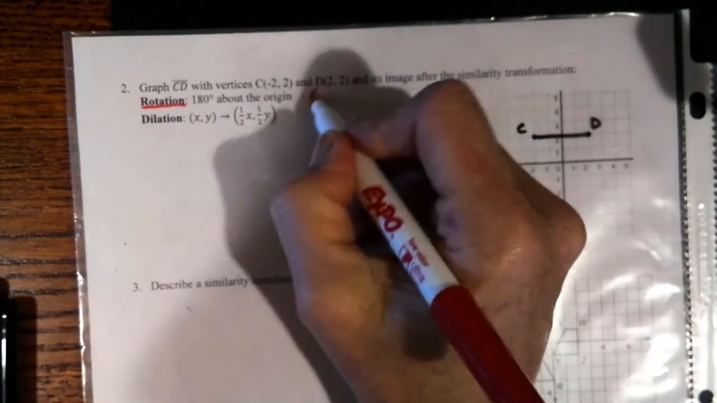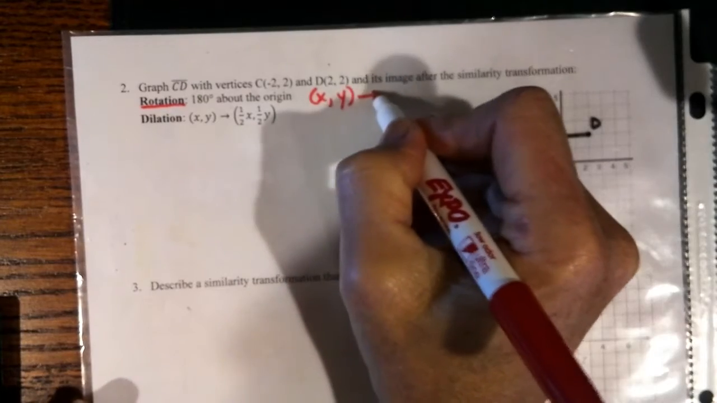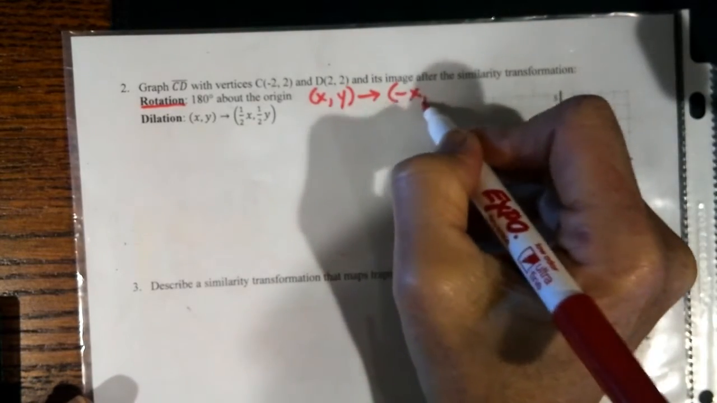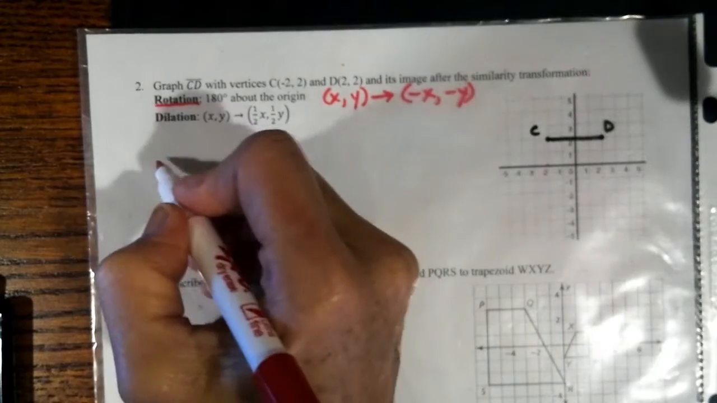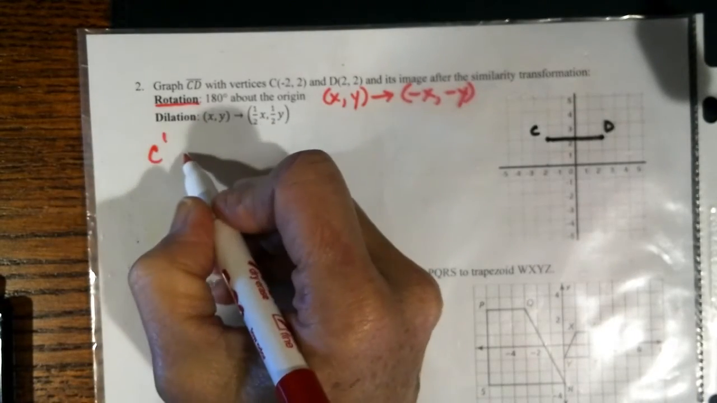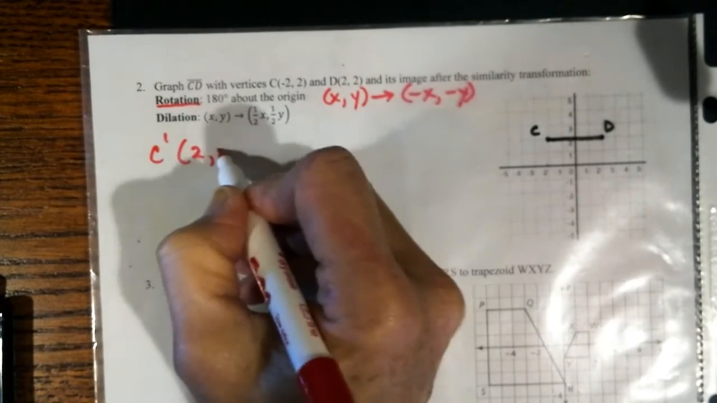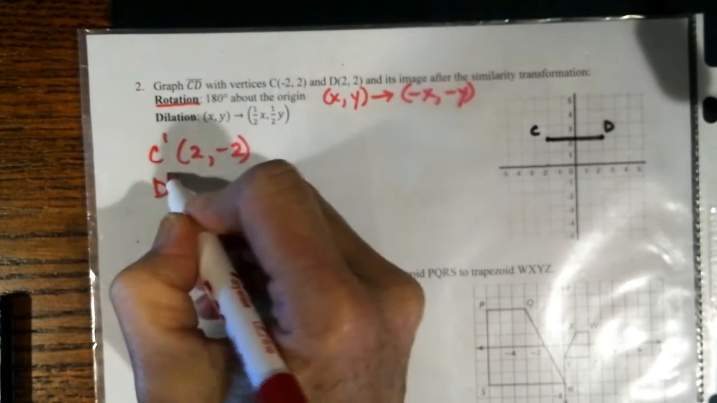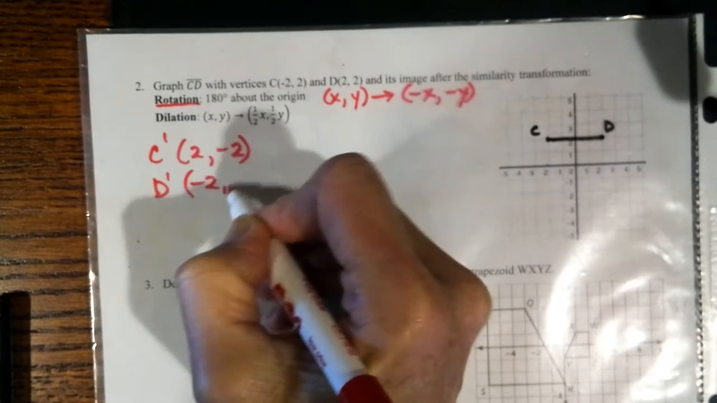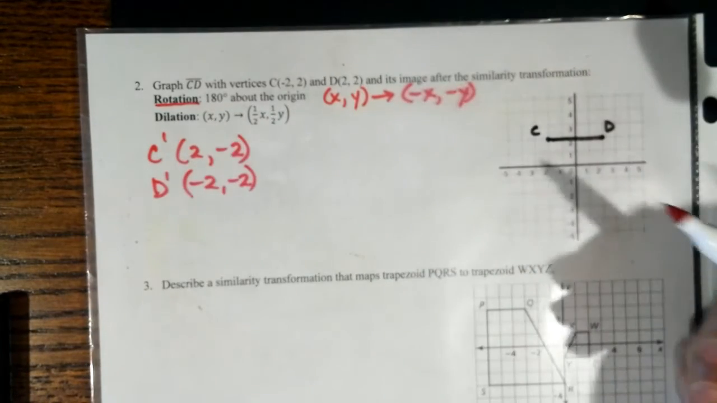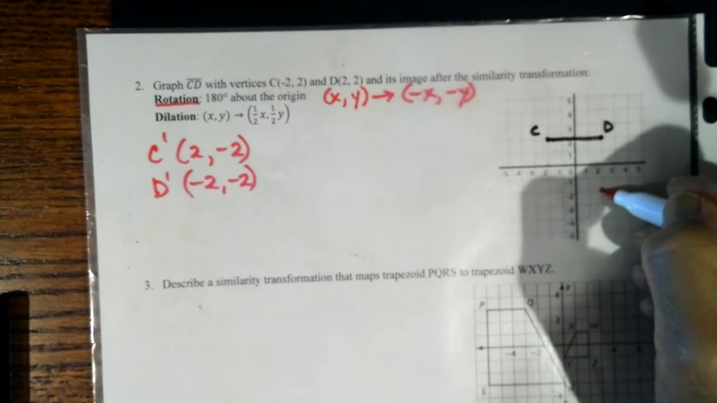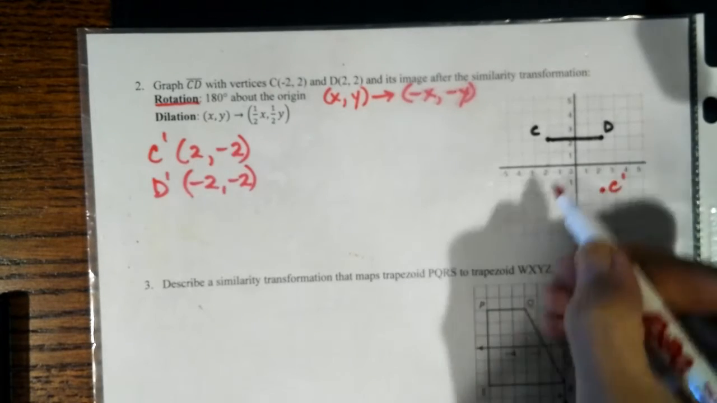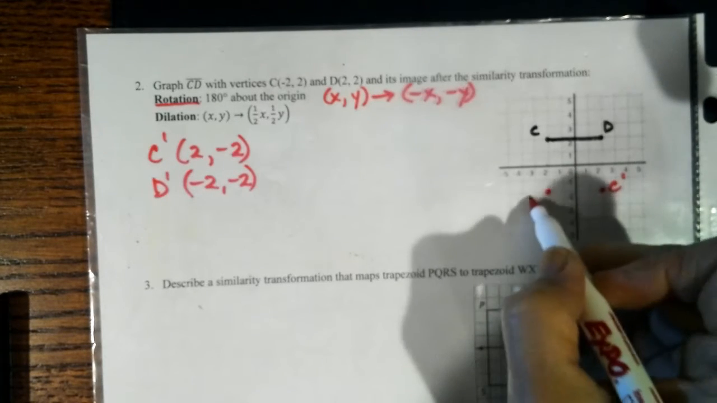So if you don't remember the rule for a rotation 180 degrees, it's going to take your x's and your y's and it's just going to change the signs. So that means that C prime is going to be 2, -2, and D prime is going to be -2, -2. So let me put that on there. 2, -2 will be C prime. -2, -2 will be D prime.